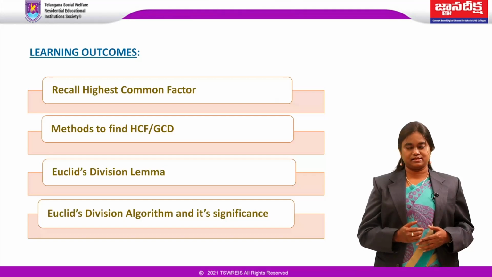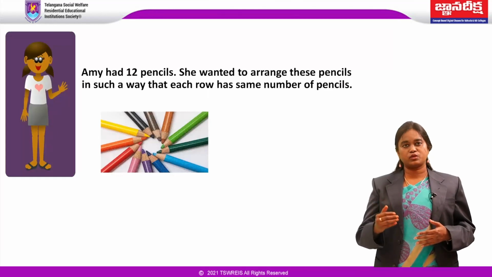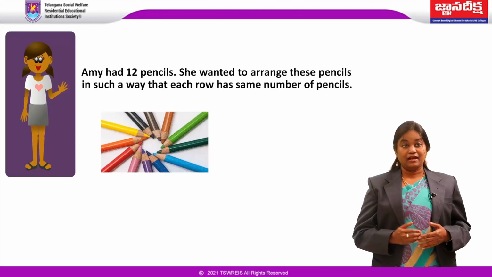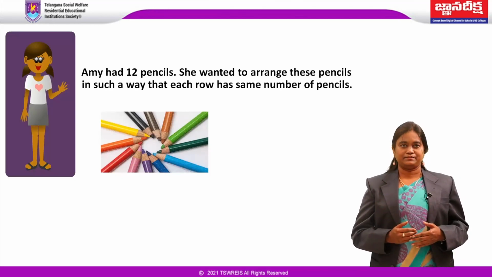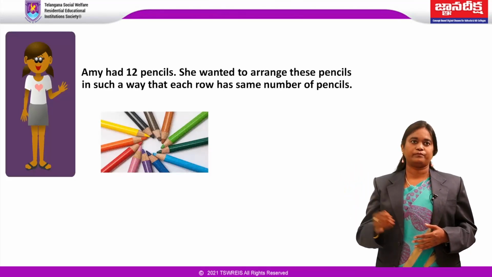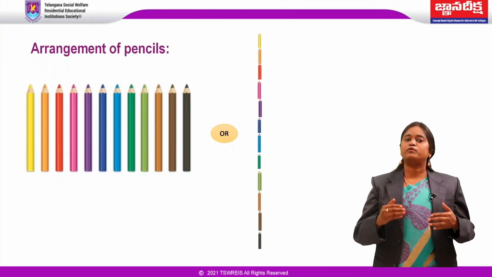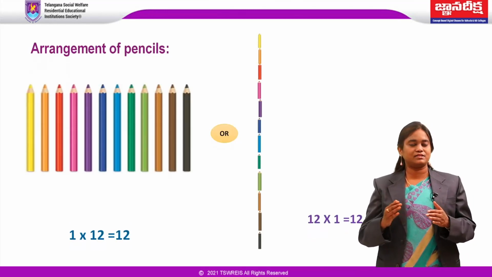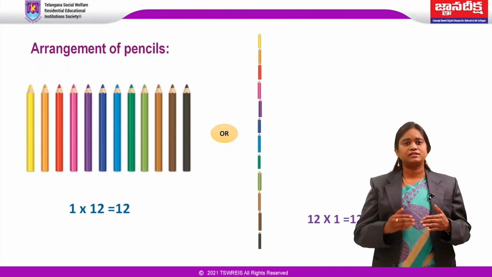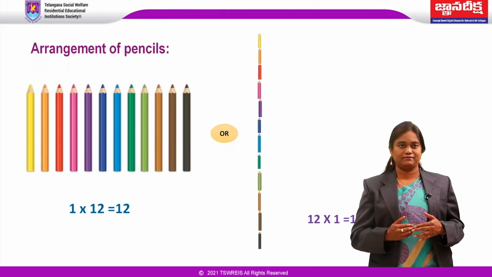Amy had 12 pencils. She wanted to arrange these pencils in such a way that each row has the same number of pencils. Let's see what all she tried. First, she arranged 12 pencils in one row. So, the number of rows is 1 and the total number of pencils is 1 into 12 is equal to 12. Or, she can arrange one pencil in 12 rows. That is, 12 into 1 is equal to 12.